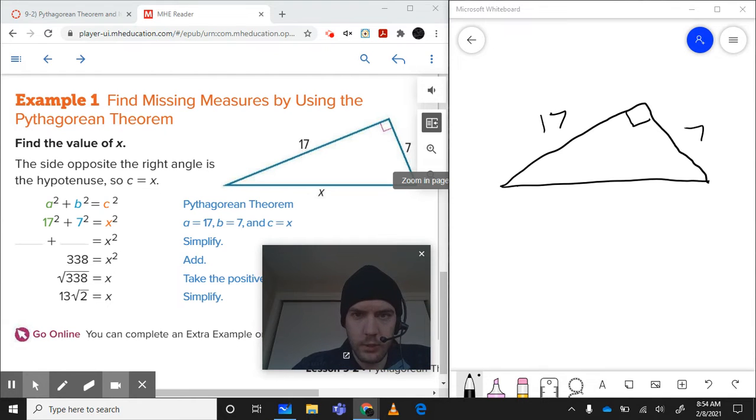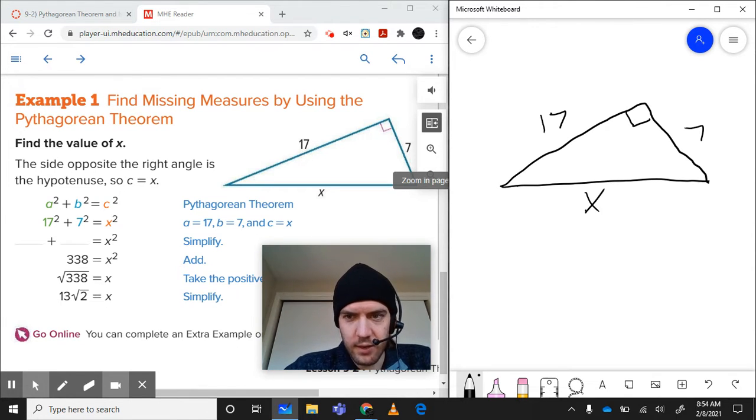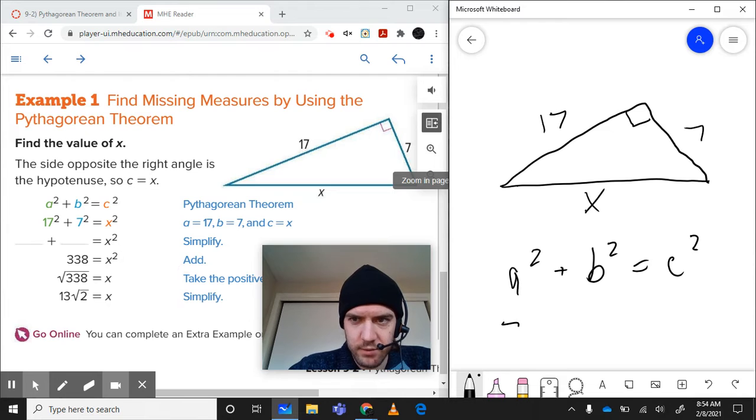Now, you don't need to pick a certain one. So like this one doesn't have to be a or b specifically. It's just that these two are not going to be c. Whichever one you want to call a and b doesn't really matter. But this side is our c side. That is, c is always the hypotenuse. So in this case, if we're going to say a squared plus b squared equals c squared, what we're really saying is that 7 squared and 17 squared add up to whatever x squared is.